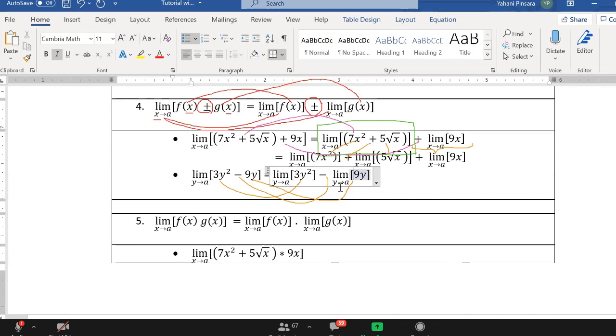Okay. Many of you have found the answer for the second one. I'm sure this fourth question is also clear. One question has been asked.